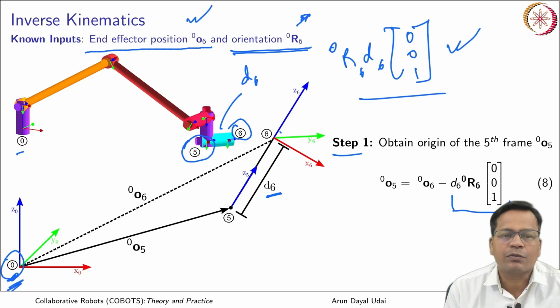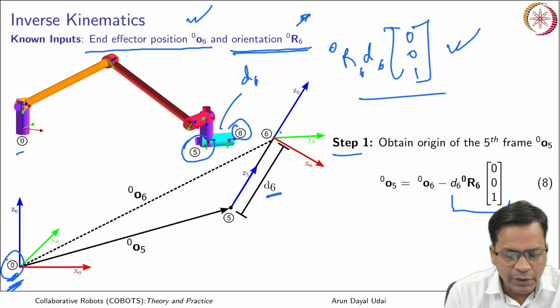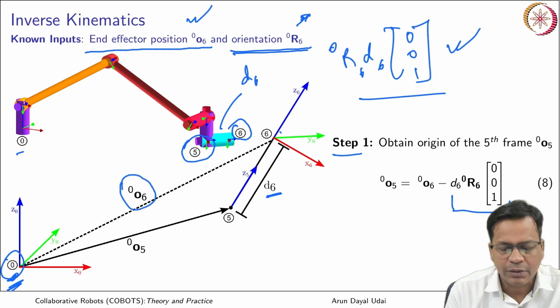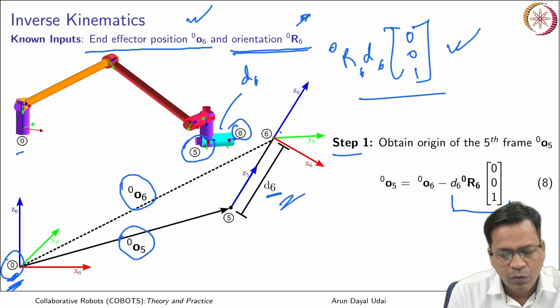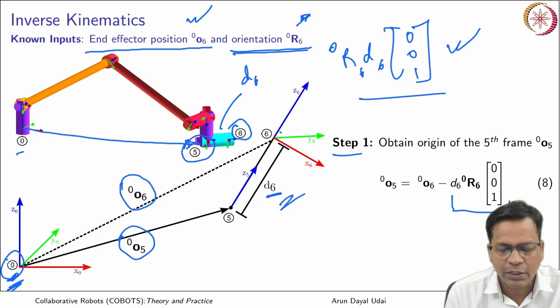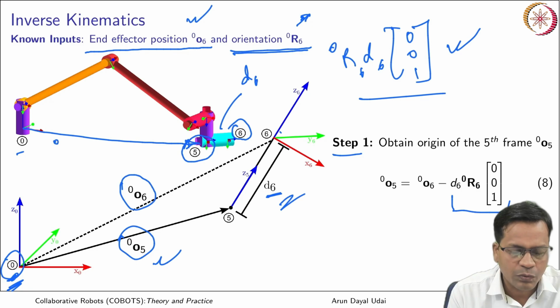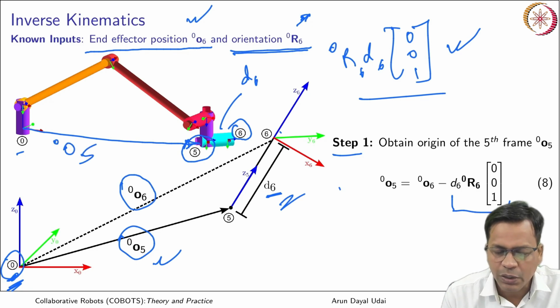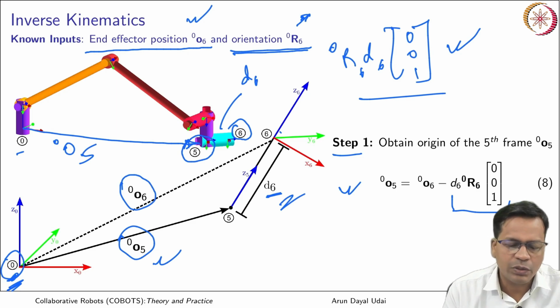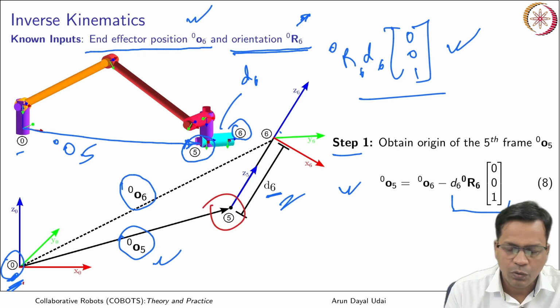Now, the vector triangle is formed. What is given is O_0 O_6. This we have already obtained. So, using this vector triangle, I can quickly obtain the location of frame 5 with respect to frame 0. So, this vector, O_0 O_5, is now obtained using this equation, using the vector triangle. So, we have obtained frame 5 with respect to O.